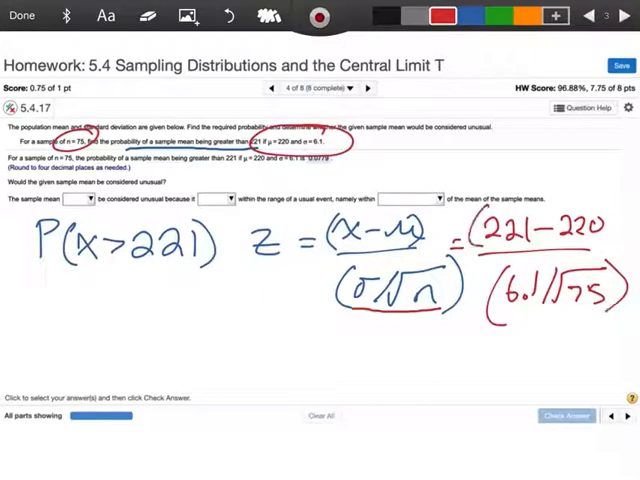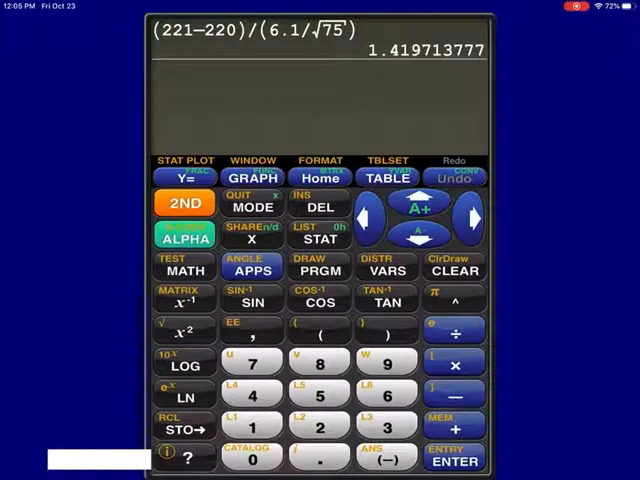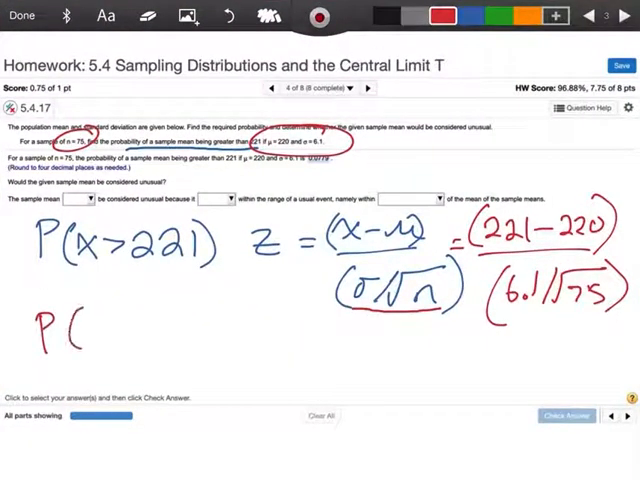So let me go ahead and do this on my calculator. 221 minus 220, divided by 6.1 divided by the square root of 75. I want you to notice the z-value that I'm coming up with. I'm coming up with a z-value of 1.42 when I go to 2 decimal places. So now we have our z-value of 1.42.